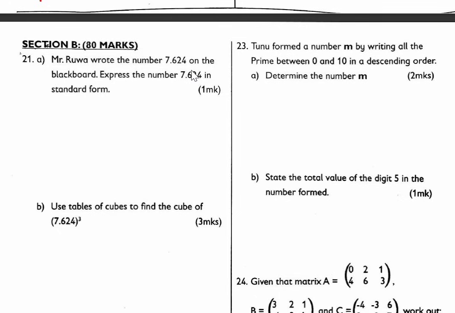So you can see already here, the number that is on the left of the decimal point is 7, and therefore, you know that 7 is between 1 and 9, and therefore this number is okay. Therefore, to write in standard form, it will be 7.624 times 10 power 0. Why power 0? Because you know that anything raised to 0 is 1. So 10 power 0, we get 1. The 1 multiplied by 7.624, we still get 7.624. Therefore, this is the number in standard form. Part B.